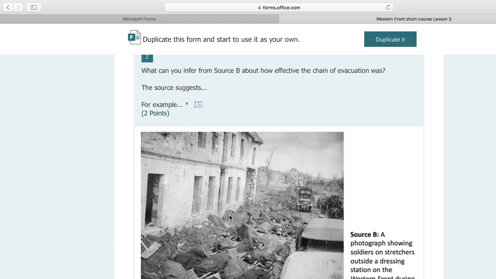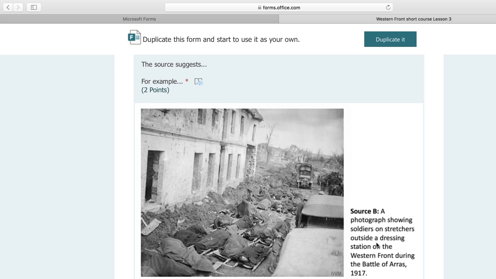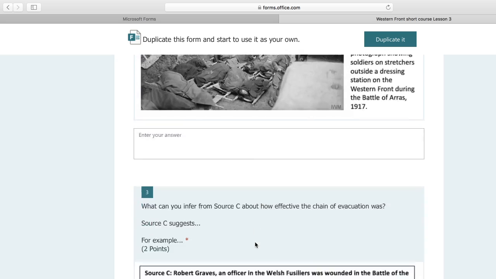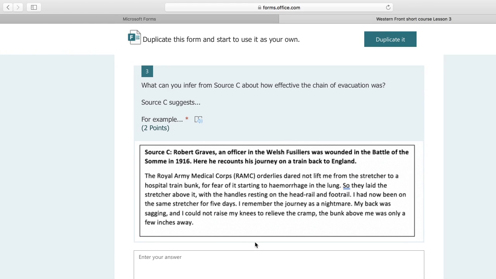So obviously it's not a written piece, so you would be picking out details from the image or using the caption. Once you finish, you can do the exact same for source C. What can you infer from source C about how effective the chain of evacuation was? And again, we're thinking about how effective it is, we're thinking about manpower, speed, outcome, impact on health.